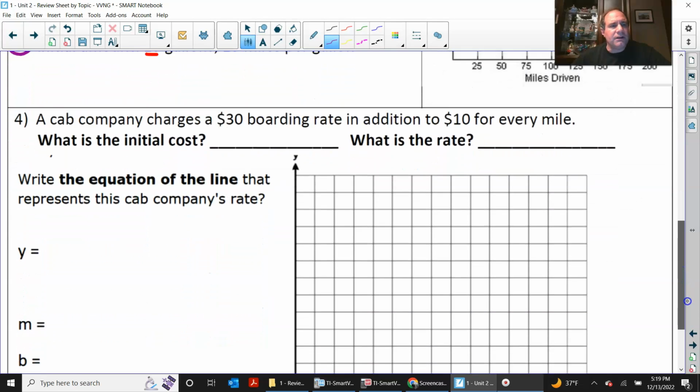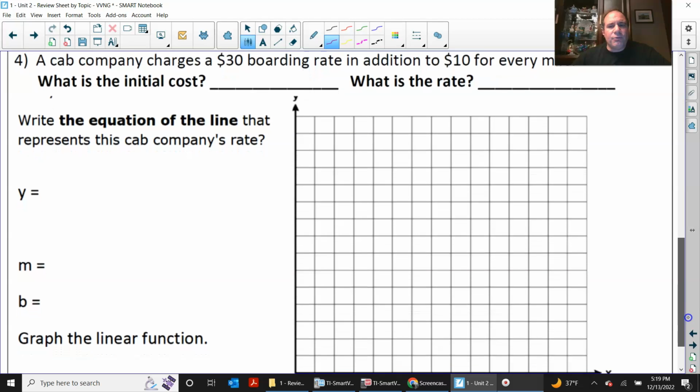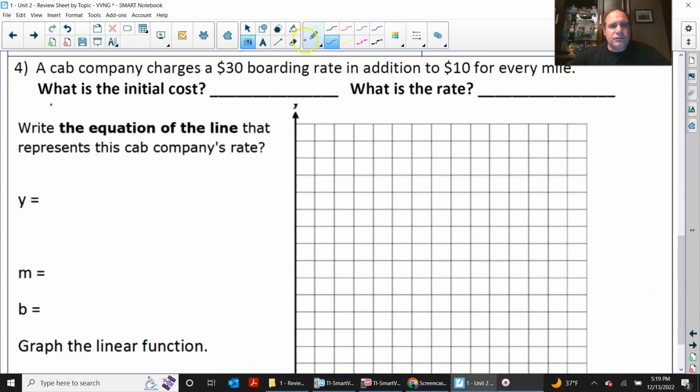All right, number 4. A cab company charges a boarding rate of $30. So let me go ahead and highlight the most important information, in addition to $10 for every mile. So the boarding rate is your b. The initial cost is the $30. It's before you even get going, like when you get into the cab, the cab driver charges you $30. All right. And then $10 in addition every single mile. What's the rate? It's $10 per mile.